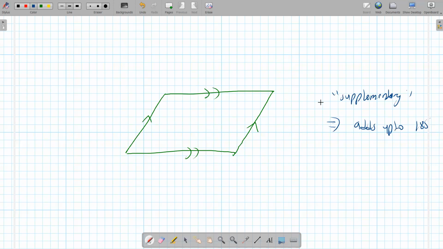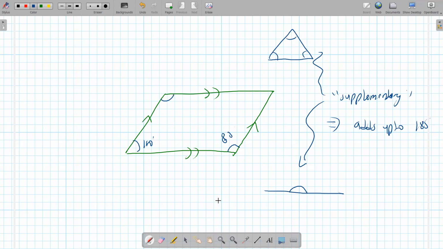Another example of supplementary would be a straight line. Another example would be a triangle where all the angles add up to 180. If this is 100, what is this going to be? 100. No, it has to add up to 180. So these two sides are supplementary, okay? And what would be the angle up there? It would be 80. Yeah, that's right. That means this one is 100. So these are called supplementary angles when they add up to 180.